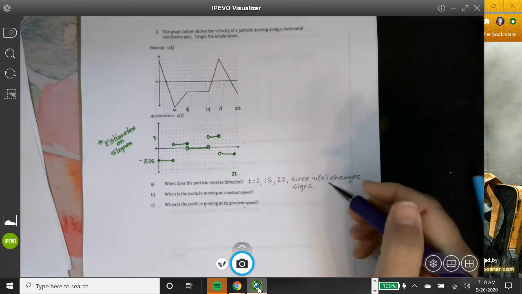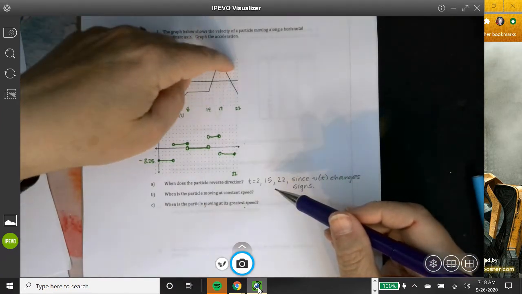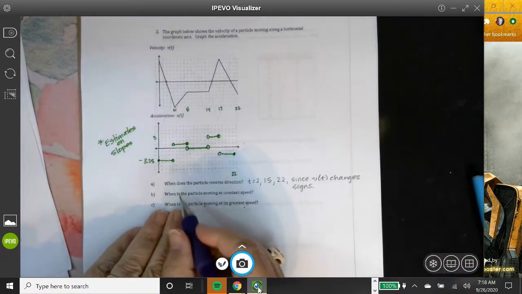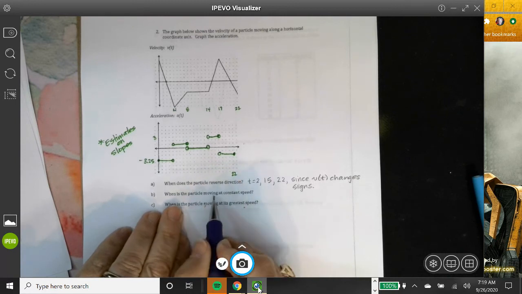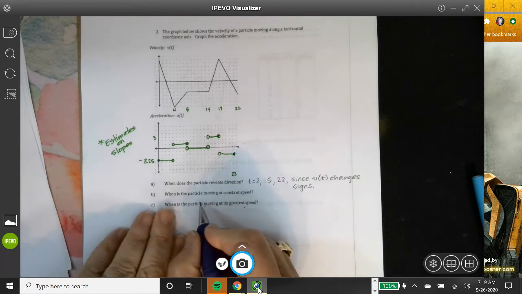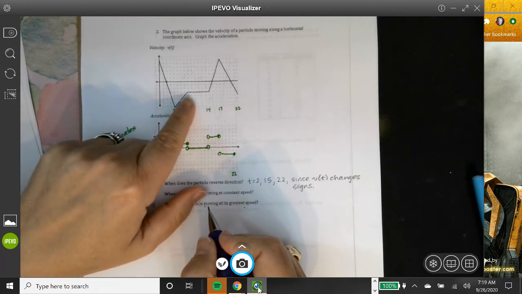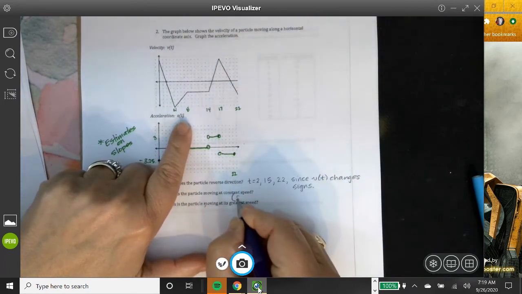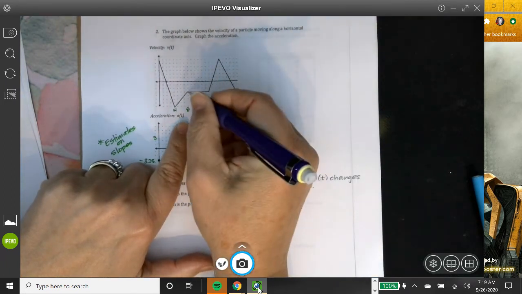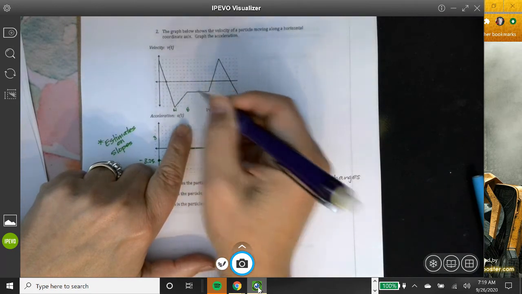Okay. Now, you could go into detail at each location as to when going from positive to negative and negative to positive and positive to negative. But for this discussion, I'm not going to do that right now. So when is the particle moving at a constant speed? That means its rate of change is not changing, right? So I would say it's going at a constant speed right here from 8 to 14. Right? Because is the magnitude of this changing? No, it isn't.